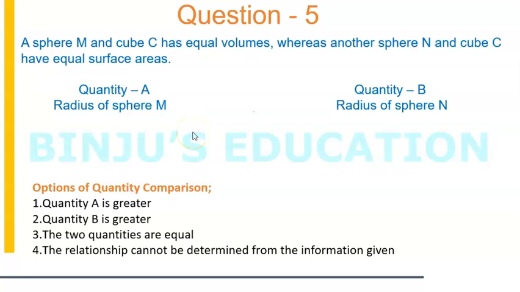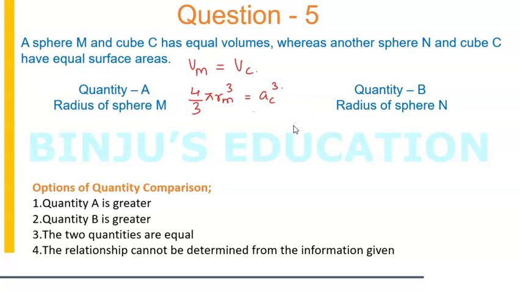A sphere M and a cube C have equal volumes. Okay, so we have a sphere M and cube C, and they both have equal volume. So volume of sphere M is equal to volume of cube C. 4 by 3 pi Rm cube is equal to AC cube. This should be our conclusion from the first one.